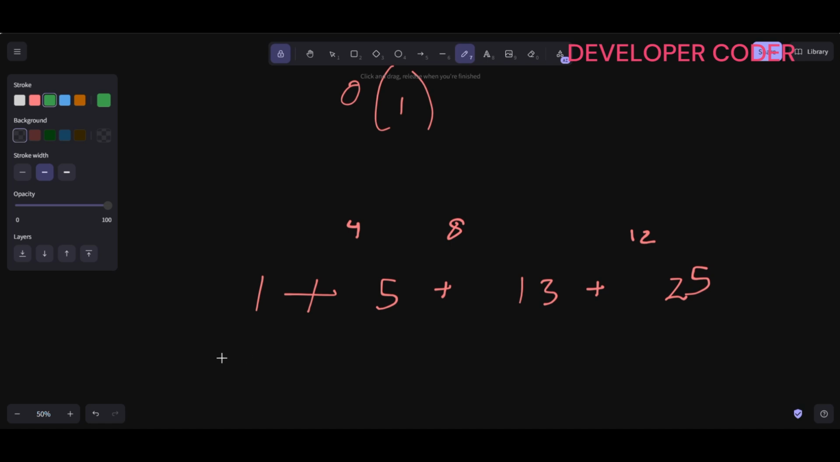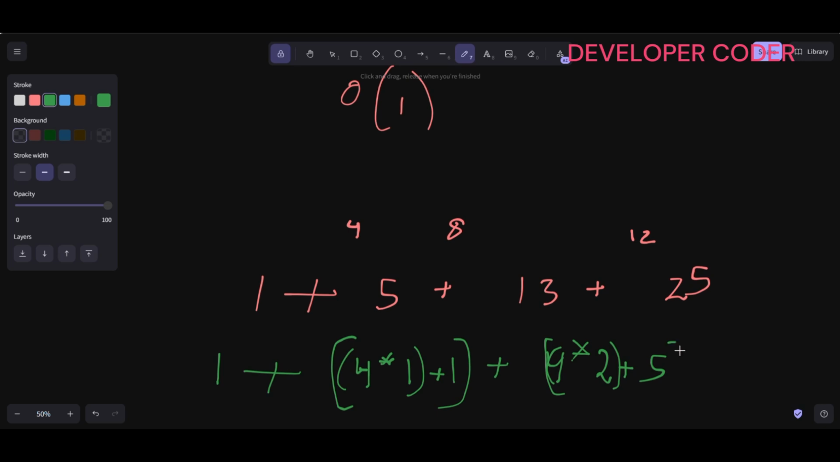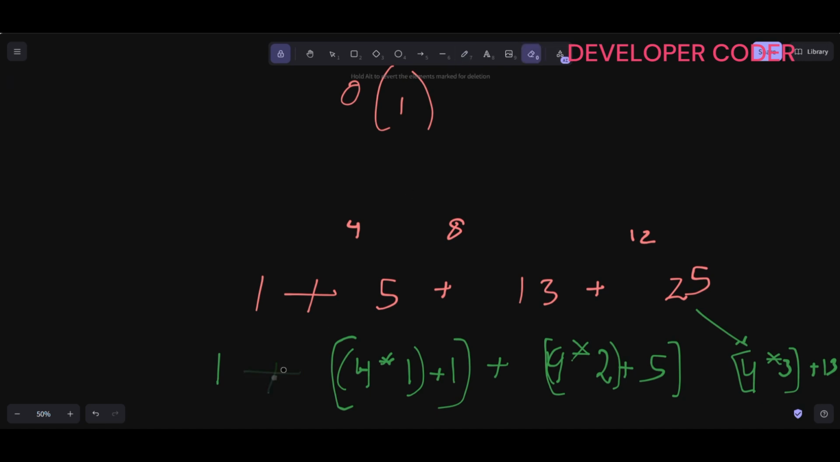So 1, I can write it like this: 4 into 1 plus 1. This is how I can write this. And here I can write it like this: 4 into 2 plus previous value, which is nothing but 5. And here I can write it like this: 4 into 3 plus previous value, which is nothing but 13. So this is what's happening right here. Let me just remove this plus icon.